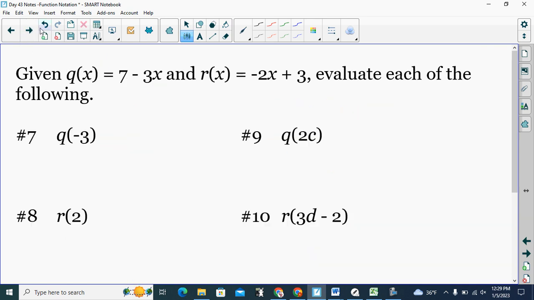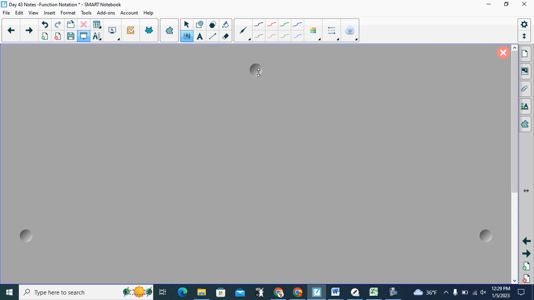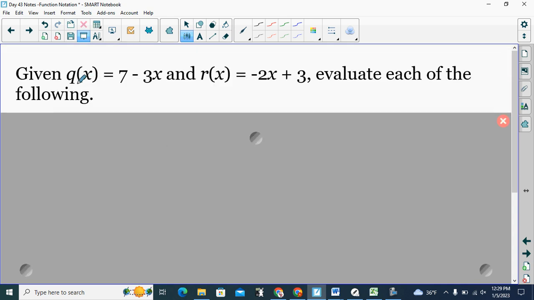The next set of problems, very similar, gives us two functions. Notice it calls it q of x and r of x instead of f and g. The equations are a little bit different, but we're going to work through it the same way.